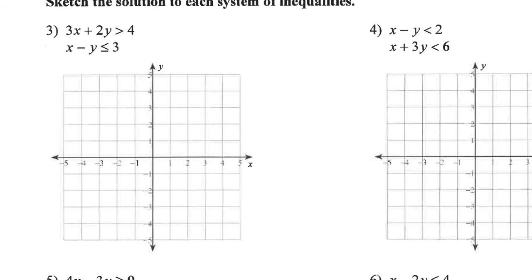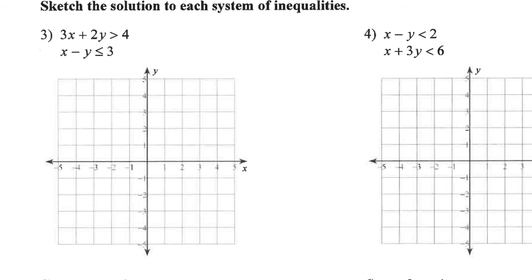If you have a system of inequalities, you just graph 2 at the same time, just like a system of equations. So I'm going to take this one over here. 3x plus 2y is greater than 4. I'm going to solve this for y, subtract the 3x. So I have 2y is greater than negative 3x plus 4.